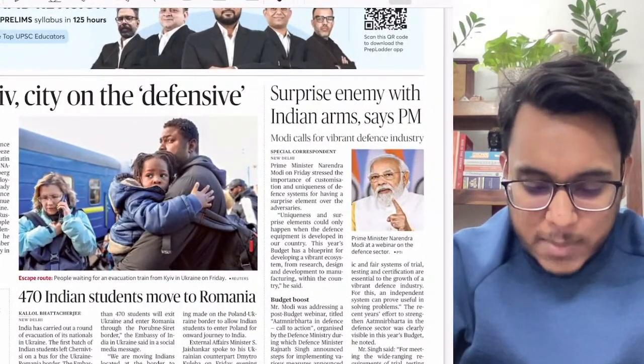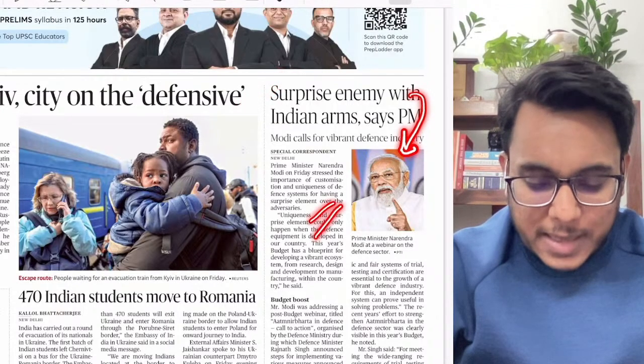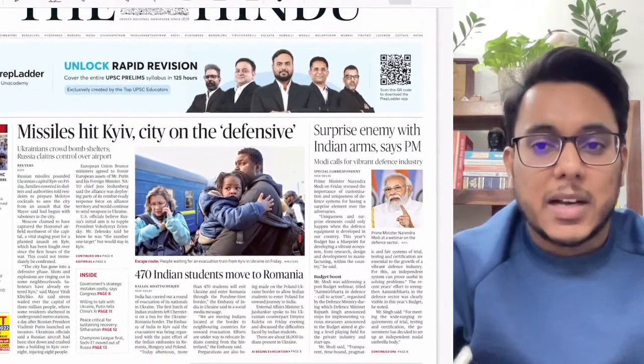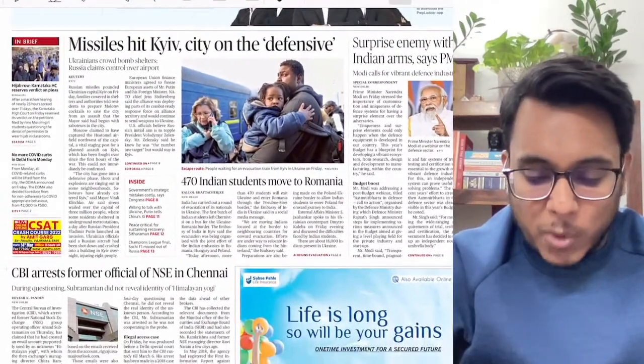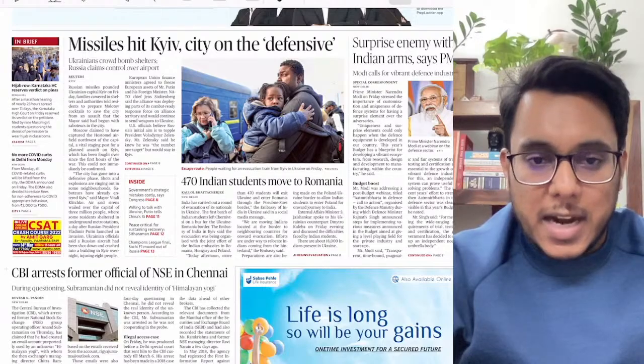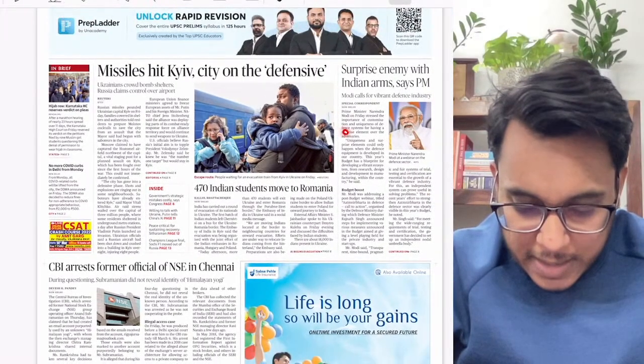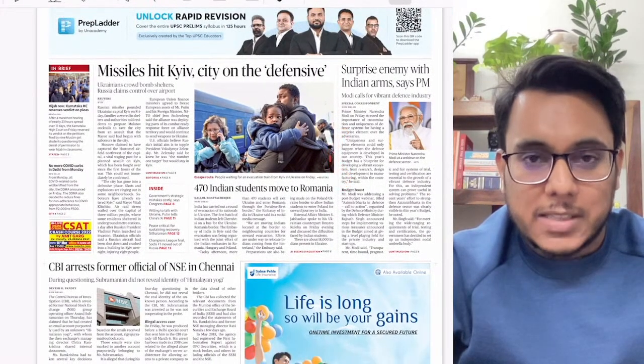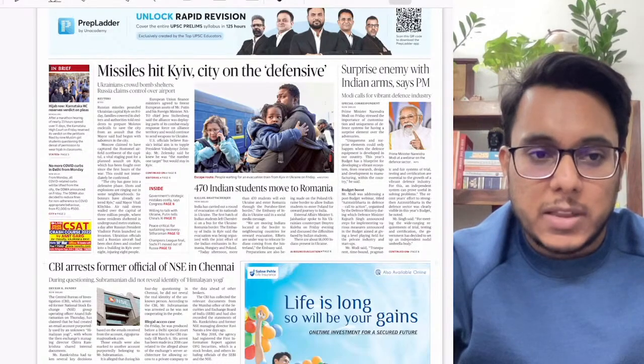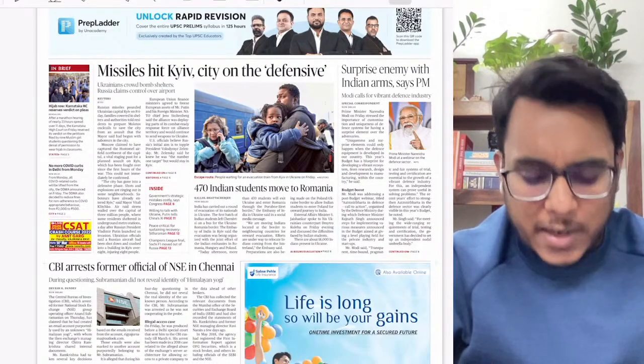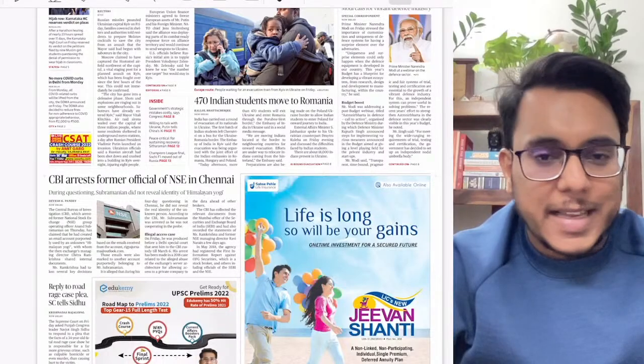Then the article 'Surprise enemy with Indian arms'. The Prime Minister said that India needed to customize the arms and the weaponry. In this direction he said that this year, as the budget had already envisaged, we will be going forward with defense manufacturing, so such kind of address has been made. Apart from that, nothing is there.